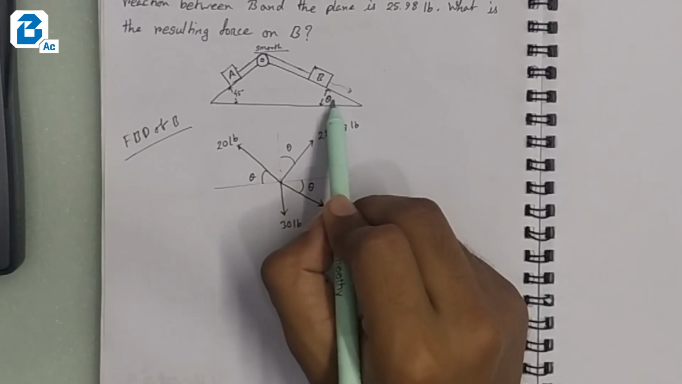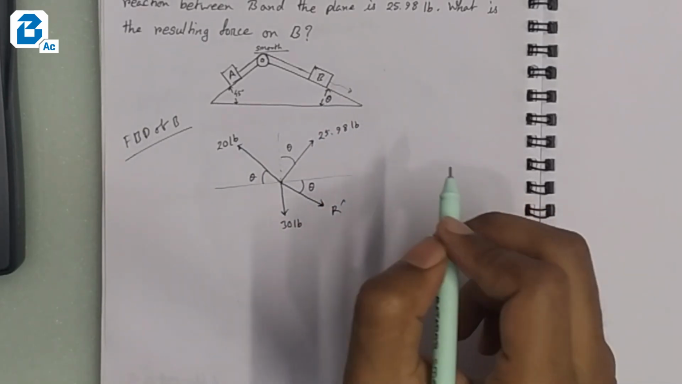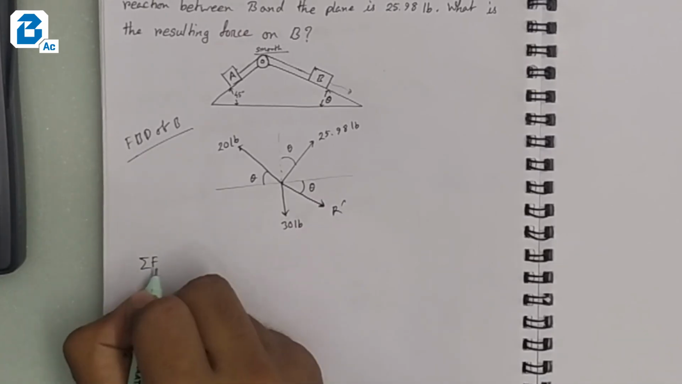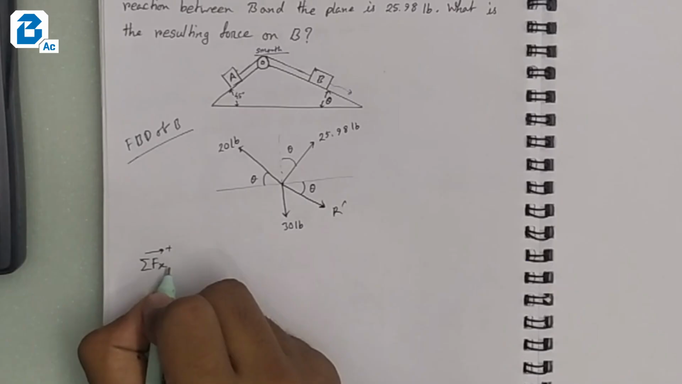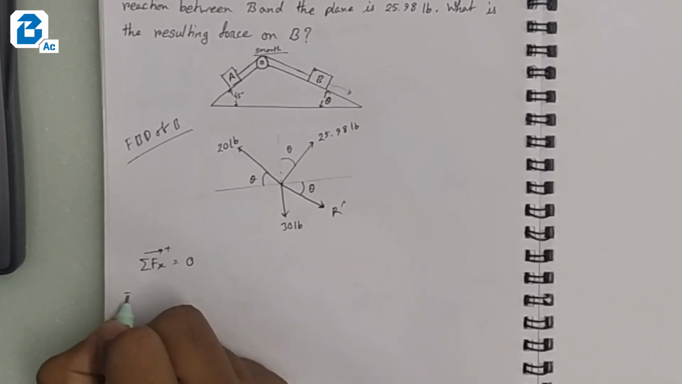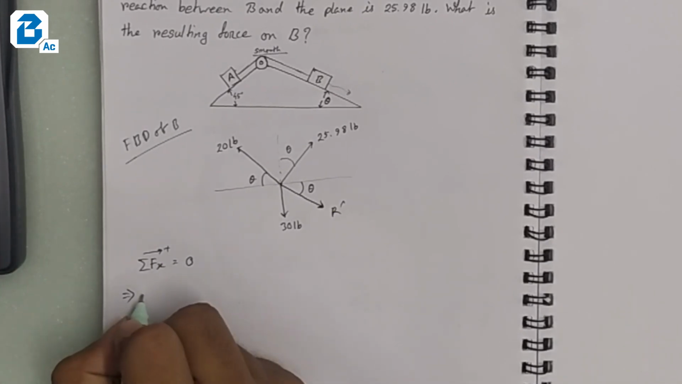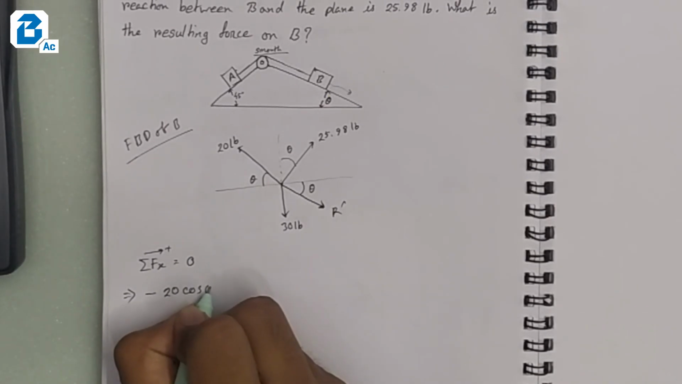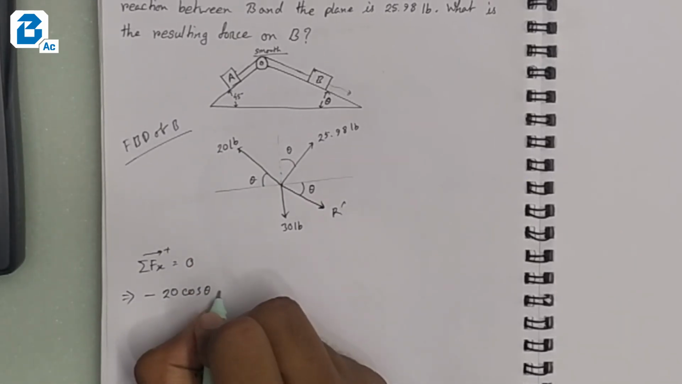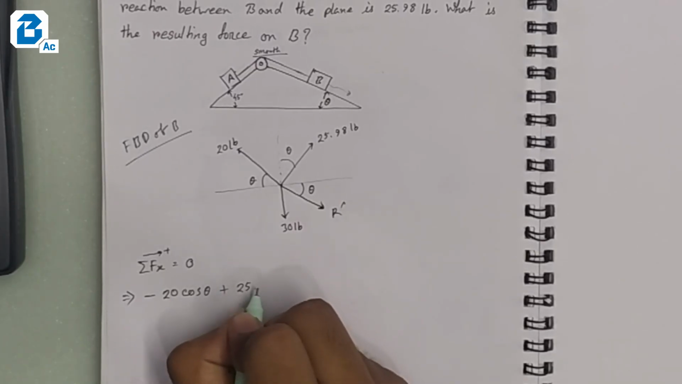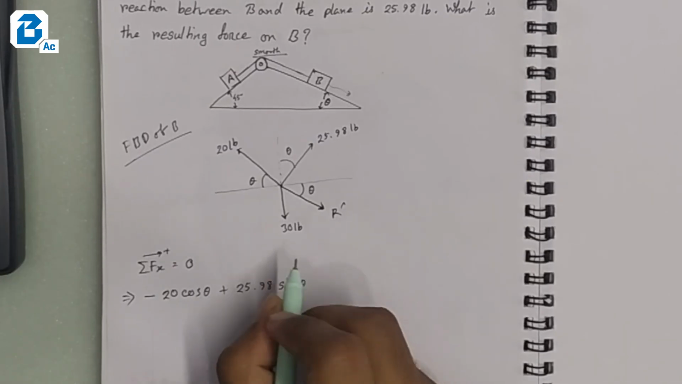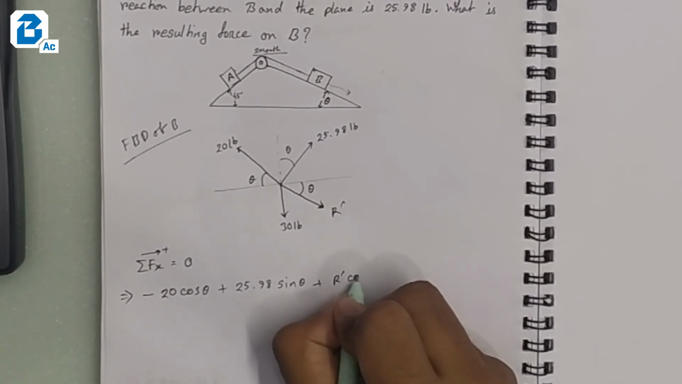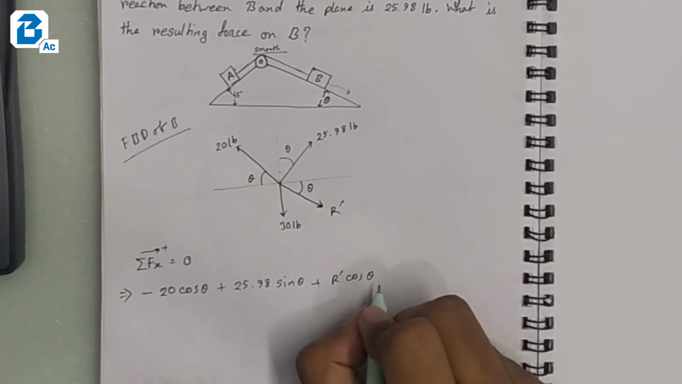So let's find the value of theta, because we don't know the slope's angle. So let's find out. Here summation of F of x, where rightward is positive, equals 0. Then we get minus 20 cos theta for this one, and then plus 25.98 sin theta for this one, and then plus R prime cos theta for the resultant, equals 0.